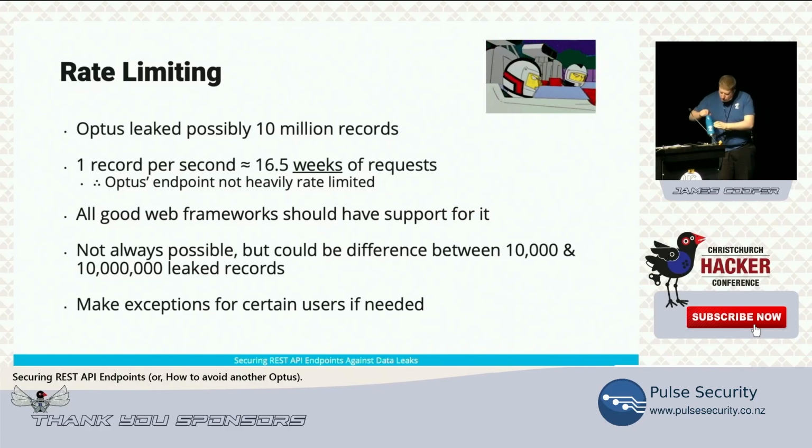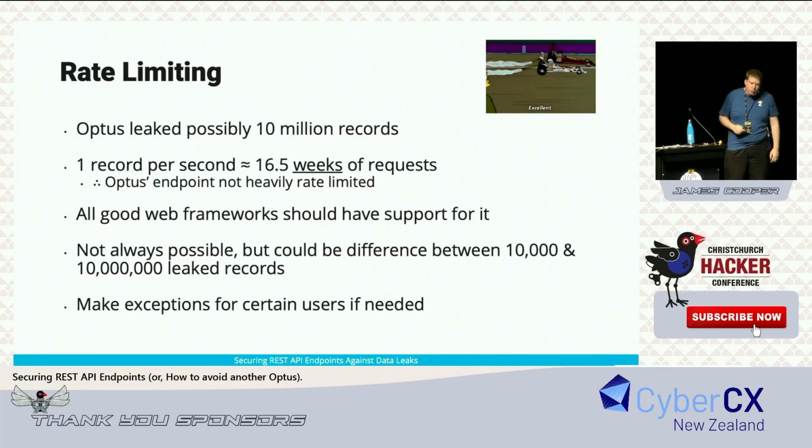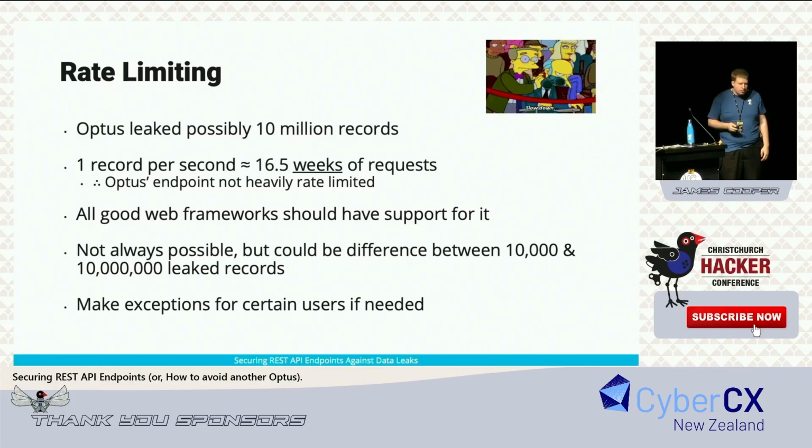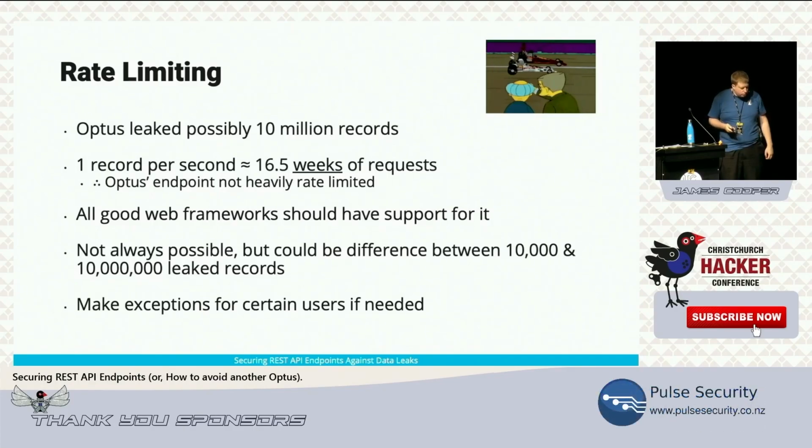All right. And so I sat down and did the numbers. If they did 10 million records, they're getting 1 record per second leaked out. That takes about 16.5 weeks to get up to 10 million records. There's some suggestions only 2 million. But even so, that'd be over 3 weeks.